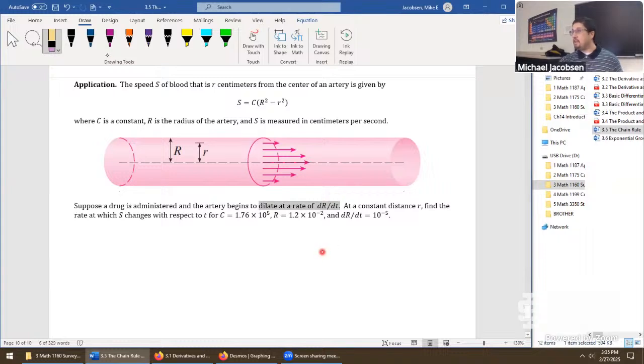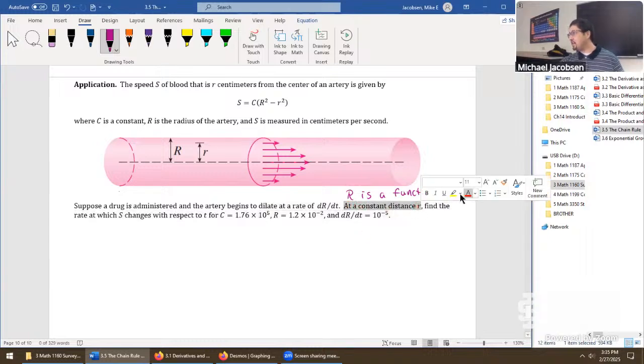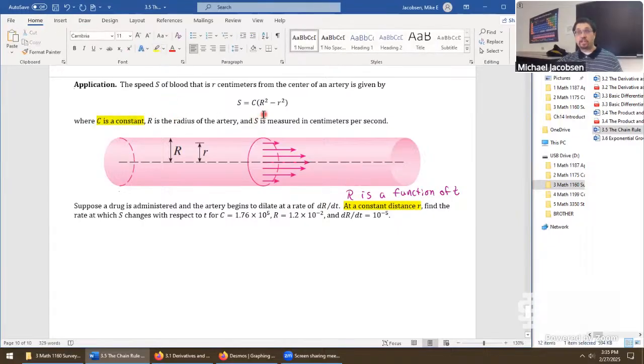It begins to dilate at a rate dr/dt, the rate of change of the radius of the artery with respect to time. And that right there tells us immediately R is a function of t, time. So when we looked at this problem, it's a lot more going on than we really realized until we saw that information. This is a chain rule problem right here because there's a power 2 function and inside is another function that changes with time. Next, it tells us at a constant distance r, that's kind of nice. And let's also record this one with the highlighter. They're telling us what the constants are in the problem, which will inform us how to differentiate.